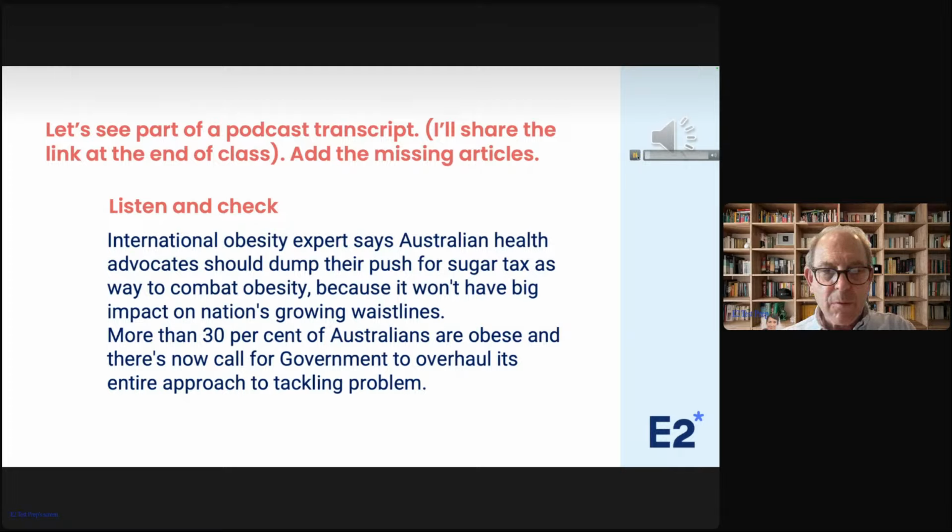An international obesity expert says Australian health advocates should dump their push for a sugar tax as a way to combat obesity because it won't have a big impact on the nation's growing waistlines. More than 30% of Australians are obese, and there's now a call for the government to overhaul its entire approach to tackling the problem. Okay, we got specifics and generals, didn't we?